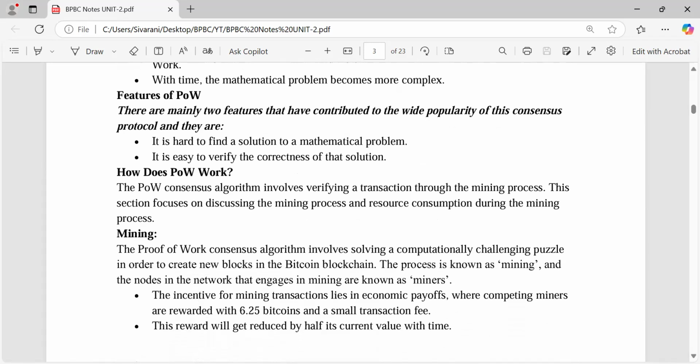Mainly, it involves verifying transactions through the mining process. It mainly focuses on discussing the mining process and resource consumption during mining. What is meant by mining?